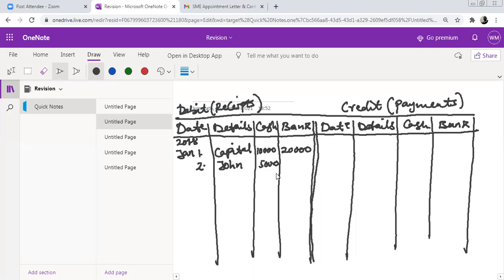On the third, paid rent, 3,000. Paid rent, that is a payment. So you come here and you say 2018, January 3, we paid rent. Here you write where the money is going. And this rent was paid by check, so we record it in the bank column, 3,000.